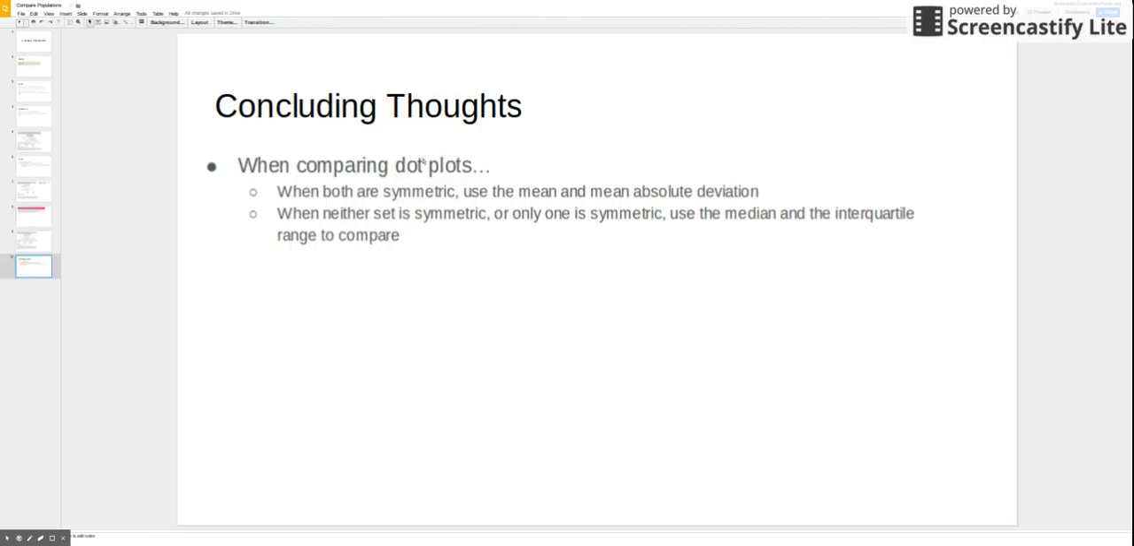Concluding thoughts. When comparing, it shouldn't be just dot plots, it should be anything. When both are symmetric, you use the mean and mean absolute deviation. When neither is symmetric, you use the median and the interquartile range to compare.